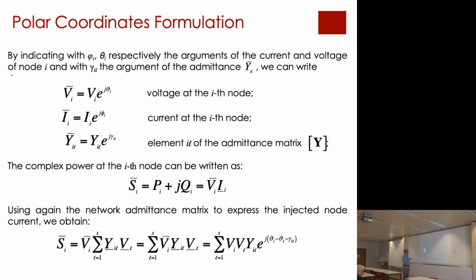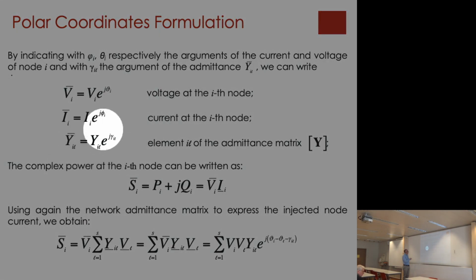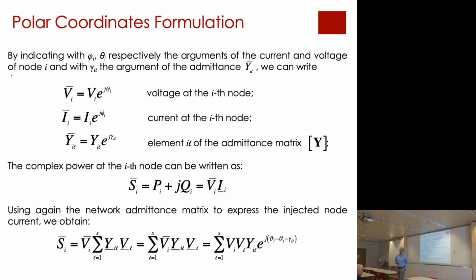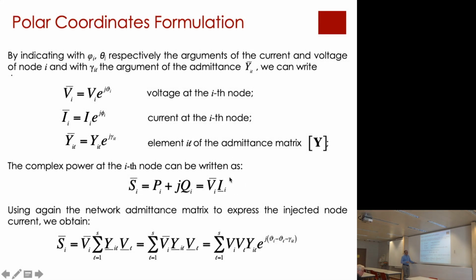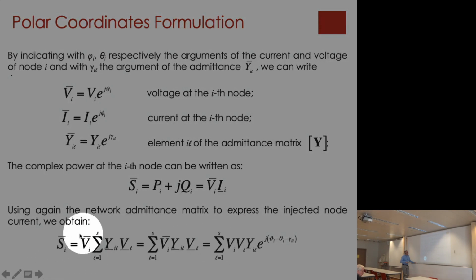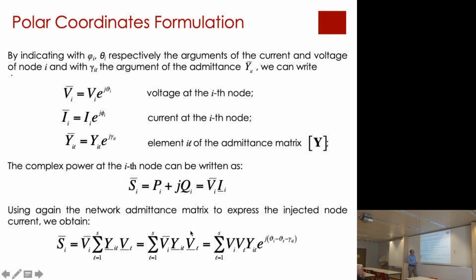And the same story is for the il element of the admittance matrix, where Yil capital letter is the module and gamma il is the argument of the generic element of the admittance matrix. Again, I write the complex power S, injected or absorbed into the generic node i, as Pi plus jQi. I can write it as Vi upper bar times Ii under bar, so the conjugate of the current. So here I rewrite essentially what I had before in the rectangular formulation: Vi upper bar times, instead of the current, the ith row of the admittance matrix.